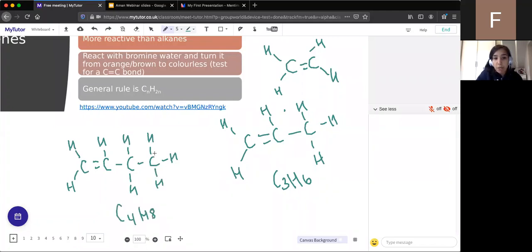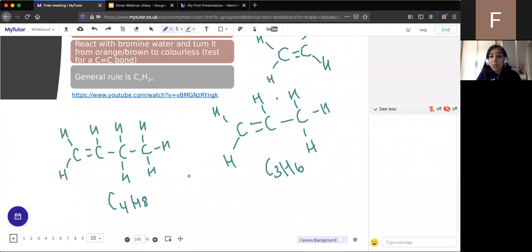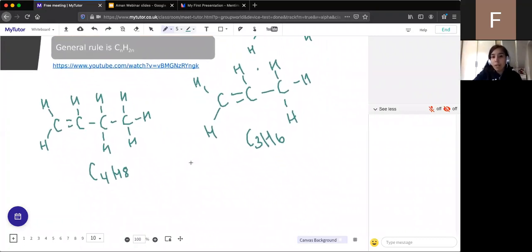And again, 4 bonds there, 4 bonds there, 1, 2, 3, 4 bonds there, 1, 2, 3, 4 bonds there. So that's C4H8. And the final one you need to know, the 4th alkene is known as what? Does anyone remember? So butene is the 3rd one. I know it's a bit confusing because it has 4 carbon atoms, and that's only because methene isn't an alkene. So the first one is technically ethene.